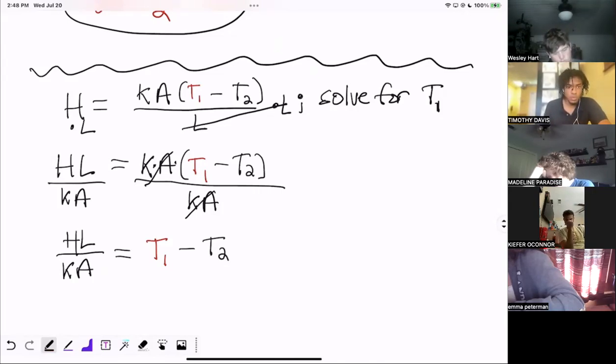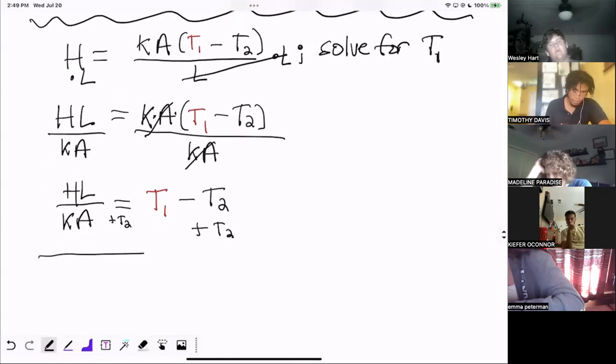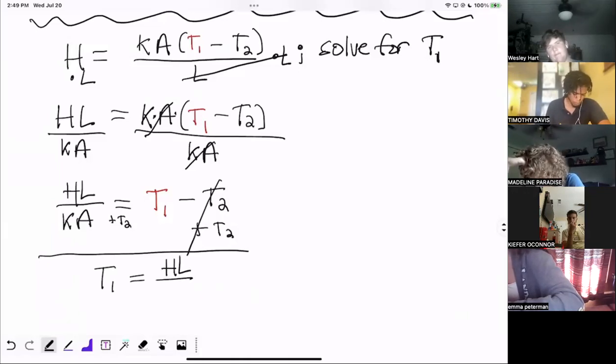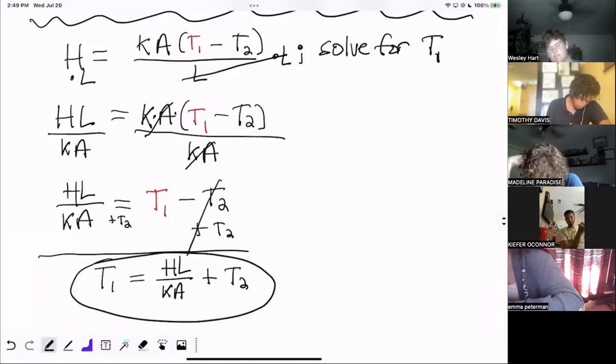And then to get T1 by itself, I need to add T sub 2 to both sides. Add T sub 2, add T sub 2, and I'll show you how to write that answer. So T sub 1 is going to be equal to HL over little ka, and the plus T sub 2 has to go beside it like that. They're not like terms, you can't combine them. It has to go beside it like plus T2.